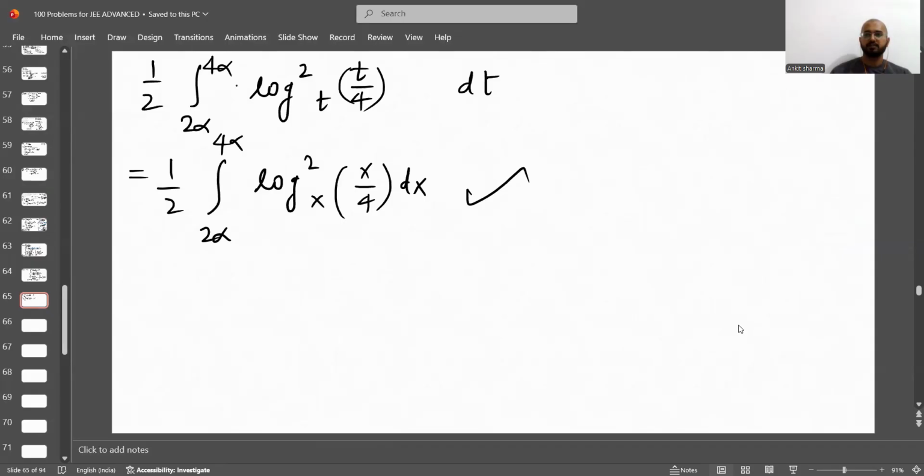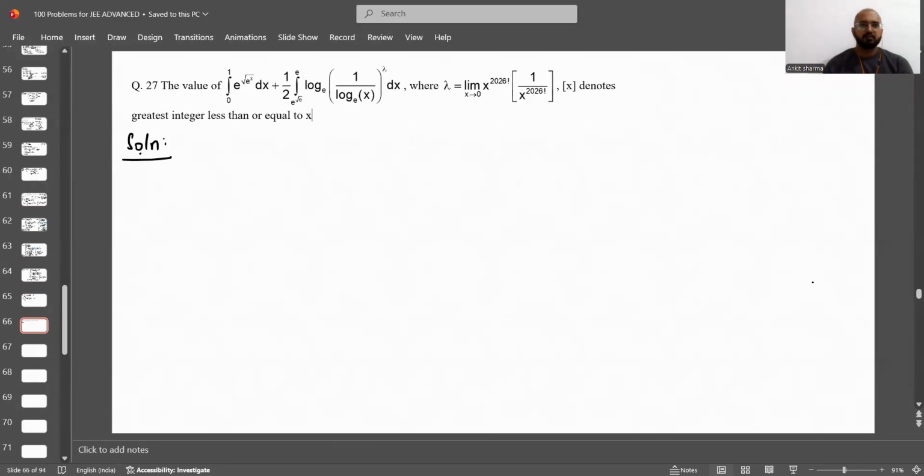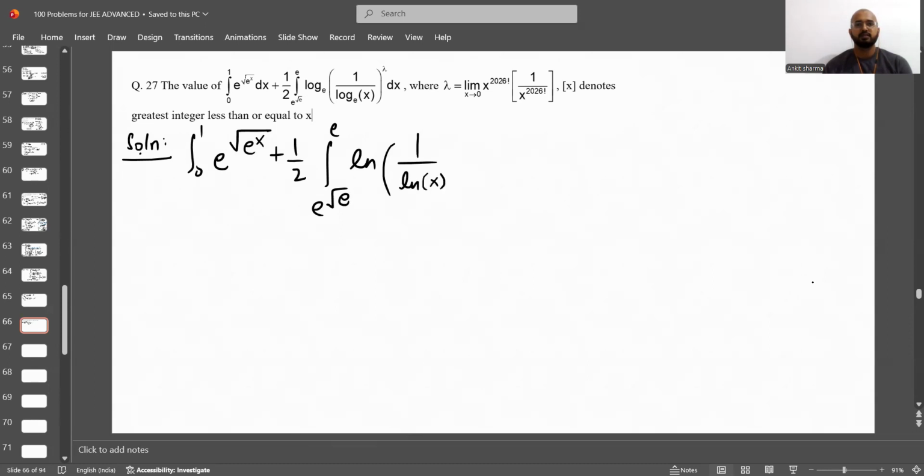Now moving to the next question. We need the value of integral 0 to 1 e to the power square root of e to the power x plus half of e to the power root of e, and then to the e, and then ln of 1 over ln of x to the power lambda dx, and lambda is this limit. So let's consider this limit only first.